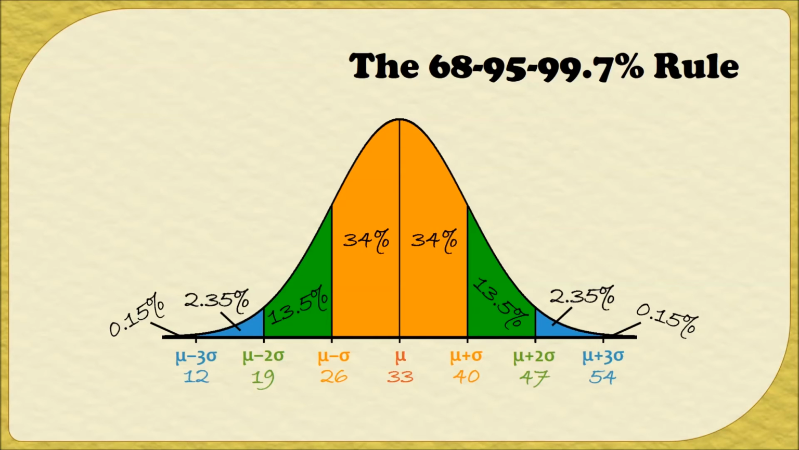There will always be those values no matter whether our mean was 33 with a standard deviation of 7, or if the mean is 100 with a standard deviation of 20, or it doesn't even matter. No matter what your mean and your standard deviation are, as long as your distribution follows the normal curve, these percentages are going to hold true. So let's look at an example that's going to apply this rule to a normal distribution.